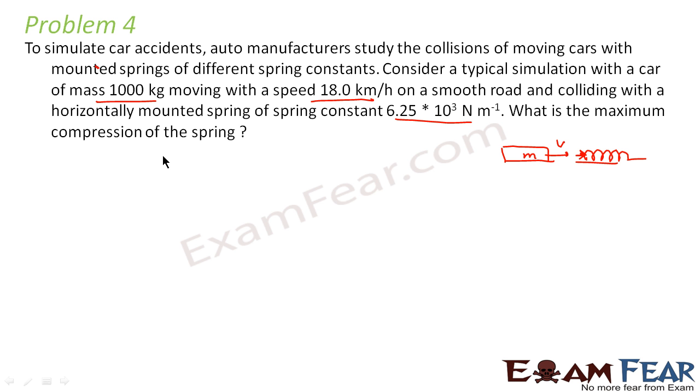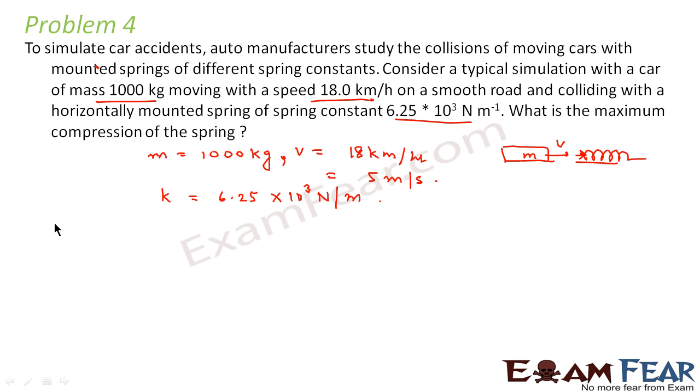So what are the values that are given here? Mass of the car is given as 1000 kg. Car is moving with velocity v is equal to 18 kilometers per hour. When we convert it into meter per second, we get 5 meter per second. And the spring constant of the spring is 6.25 into 10 to the power 3 Newton per meter. Now, what will happen for compression?